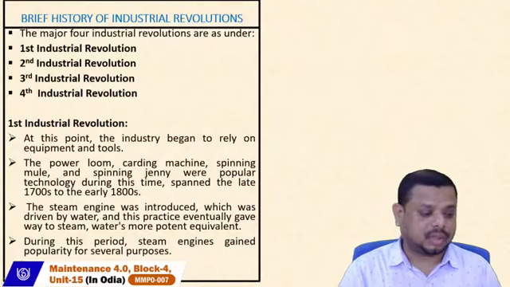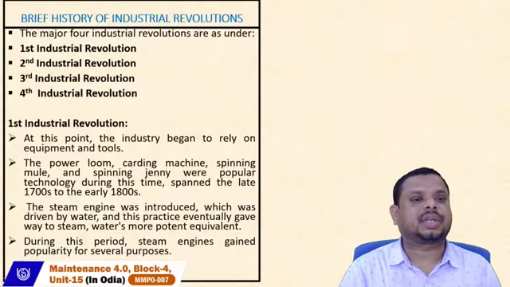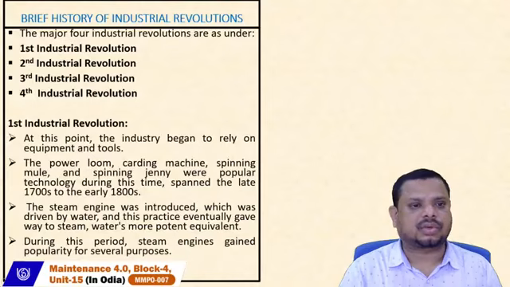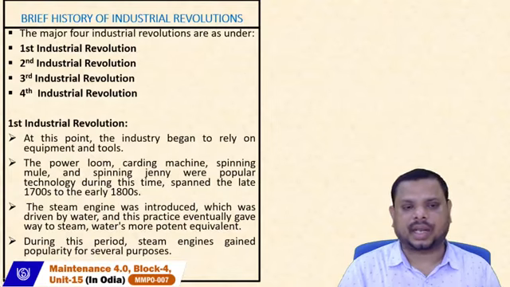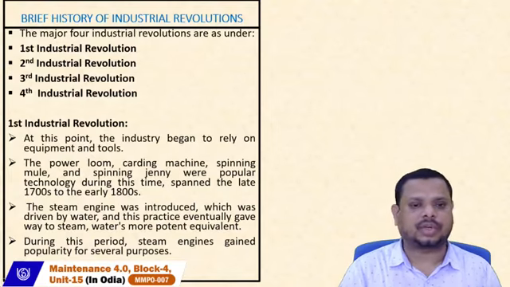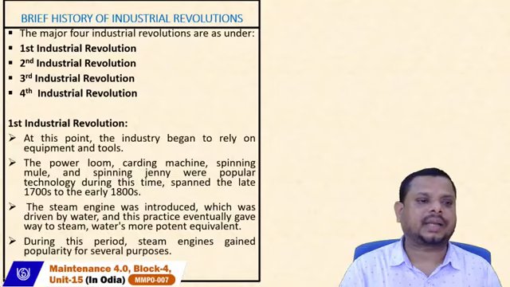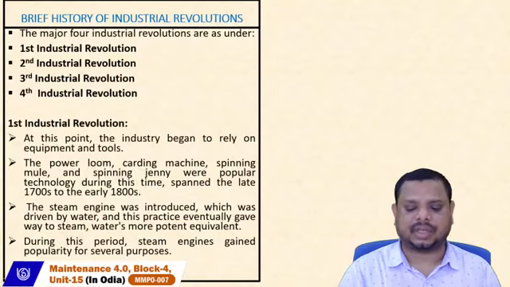Moving to the next one, the next one is a brief history of industrial revolutions. As I told you in the beginning of this session, the major industrial revolutions are categorized into four revolution phases. The first one is the first industrial revolution phase, second industrial phase, third industrial phase, and fourth industrial phase.